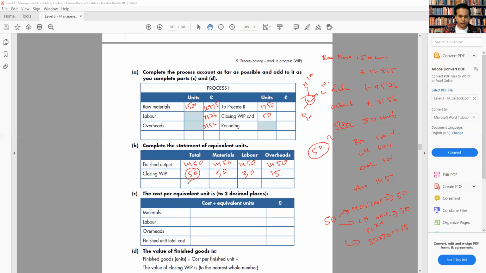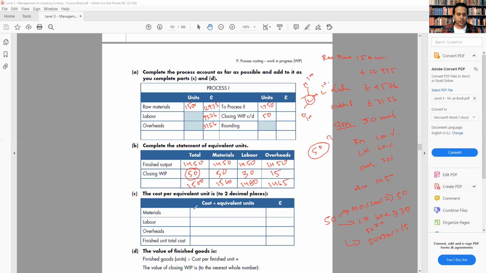So let's make the total now. Total is 1500 units. For the material, 100% is completed, so full 1500. For the labor, 1450 plus 30, that is 1480. For the overhead, 1450 plus 15, so 1465. Try to understand. If you have any question you can ask me. We are going really slow, and I want all of you to understand this. It's very simple, but sometimes it can make you stressed because it's kind of tricky as well. So make sure you understand it, then it's not going to be difficult.